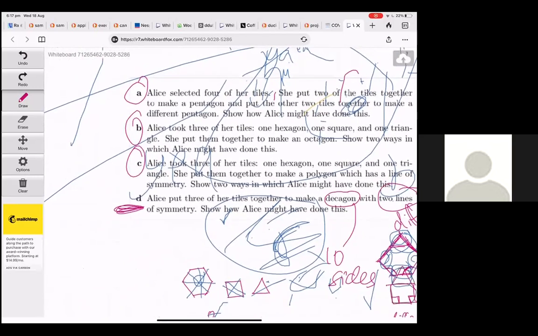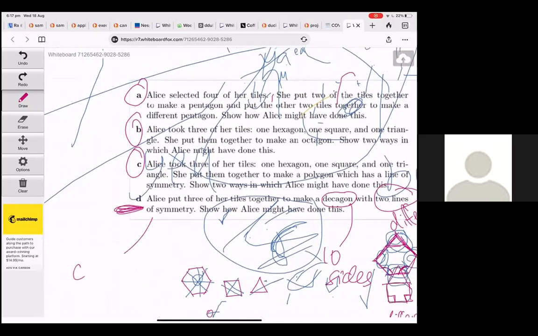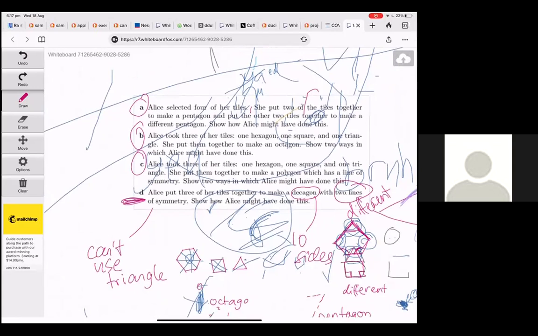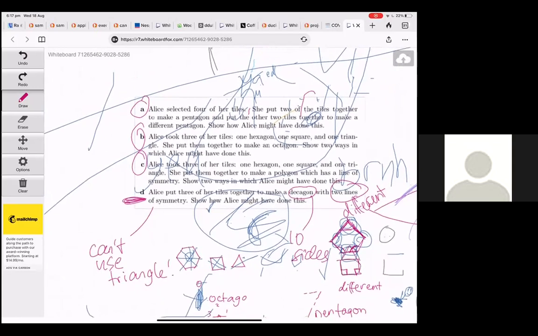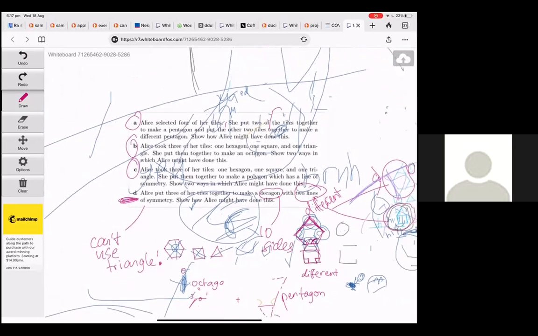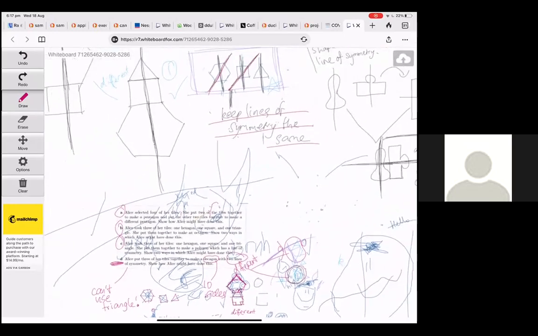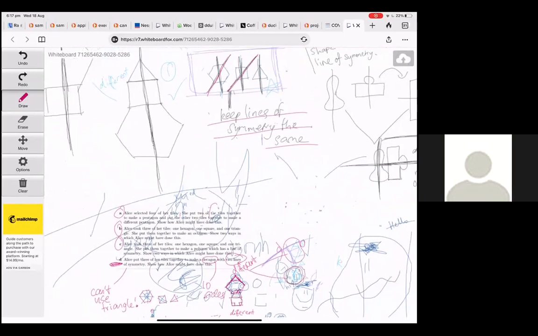I think what you found out is that you can't use the triangle. Why not? Because the triangle only has one line of symmetry. Yeah, exactly. I think I know it. Ah, good job. So next time you can show me after you figure it out. Maybe 2 squares and 1 hexagon. Maybe. I think that's going really good.